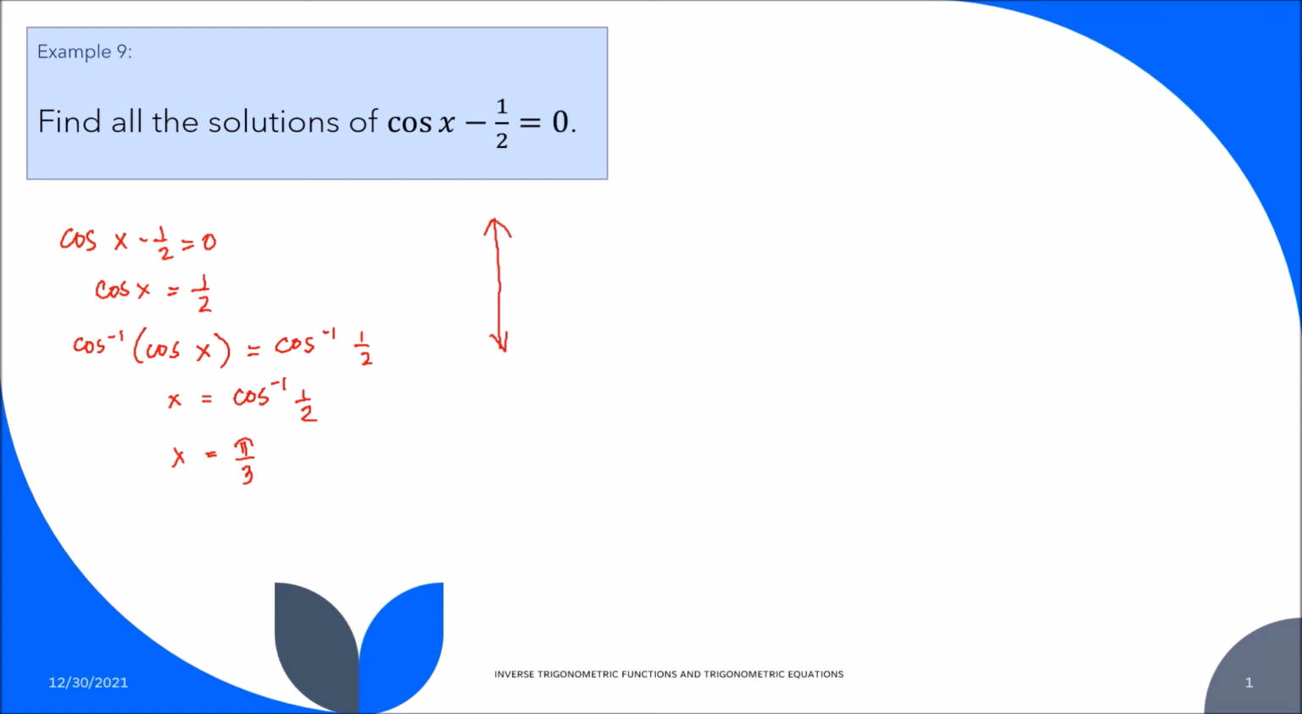Illustrating the angle, we have pi over 3, an angle in standard position, which has a terminal side that lies in the first quadrant. Now, for one full rotation, we will have x1 is equal to pi over 3 plus 2 pi n.